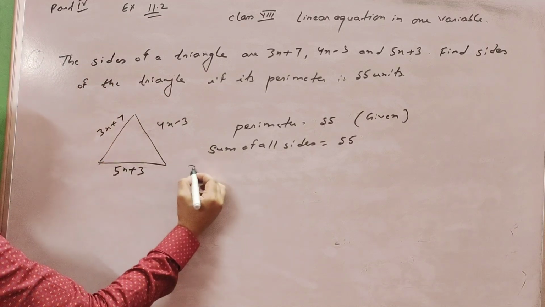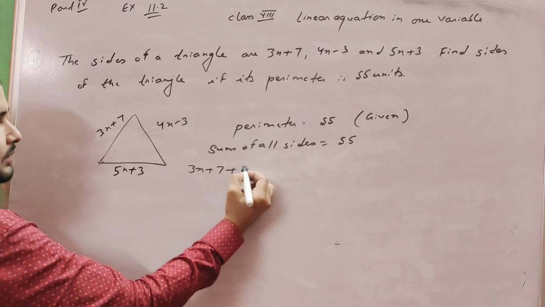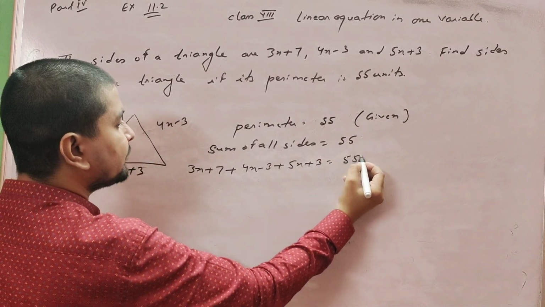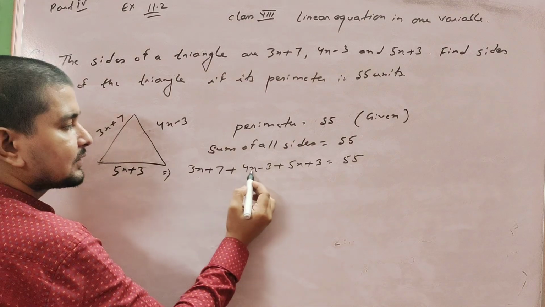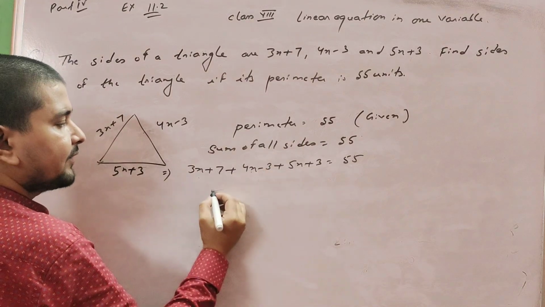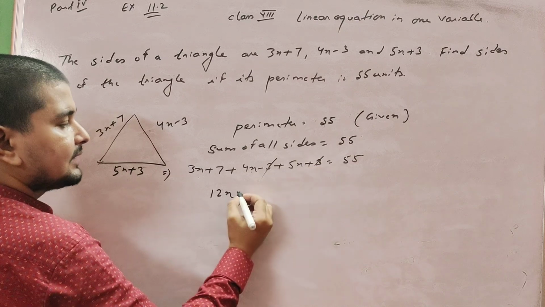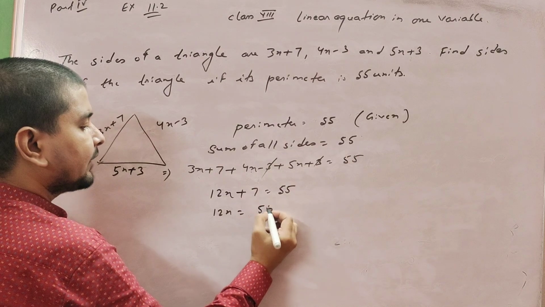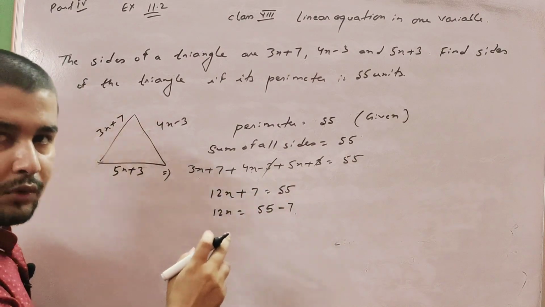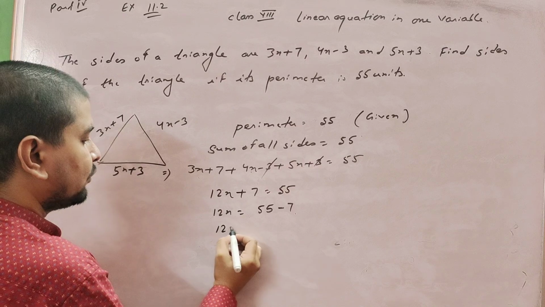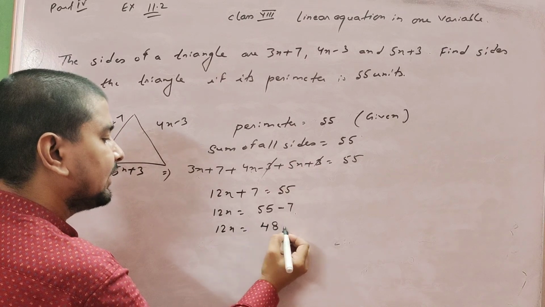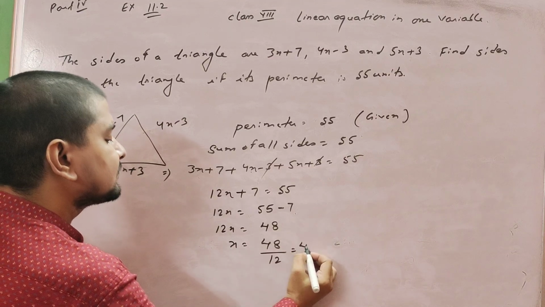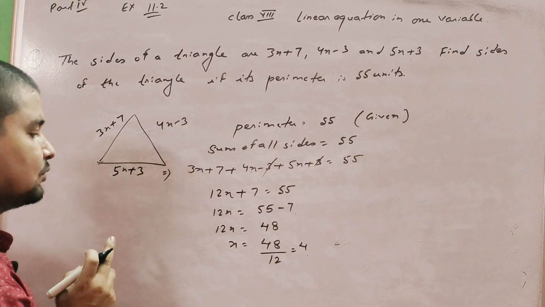So the sum of all sides, that is 3x plus 7 plus 4x minus 3 plus 5x plus 3, equals 55. Adding 3x, 4x, 5x gives 12x, minus 3 plus 3 cancel, plus 7 equals 55. So 12x equals 55 minus 7, that is 48. So x equals 48 upon 12, that is 4. We get the value of x equals 4.